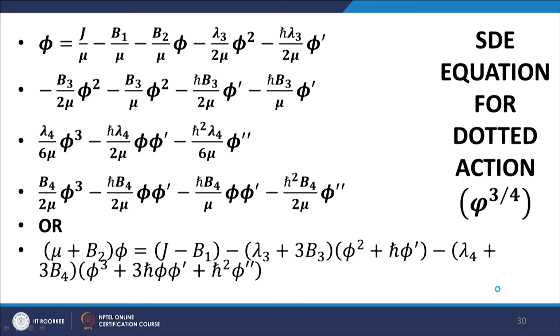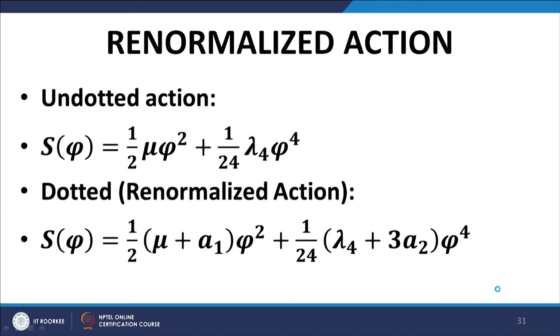For the phi 3-4 theory, the equation becomes a little bit more involved. It takes the form that is given on this slide. Now, if you look at the action that corresponds to the Feynman diagrams that include the dotted diagrams, in other words that include the red boxes, then the dotted or renormalized action takes the form of the bottom equation, the equation that is given below.